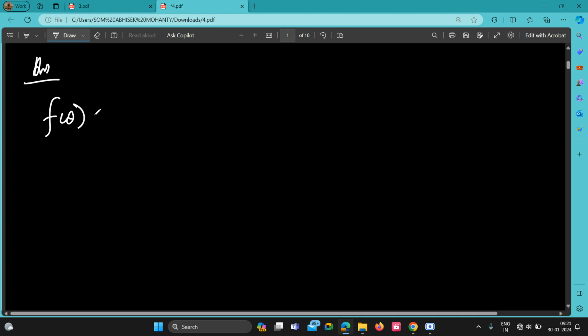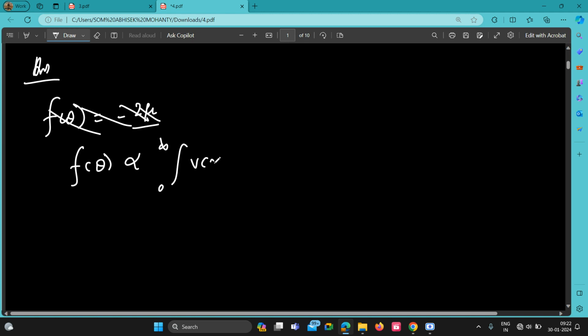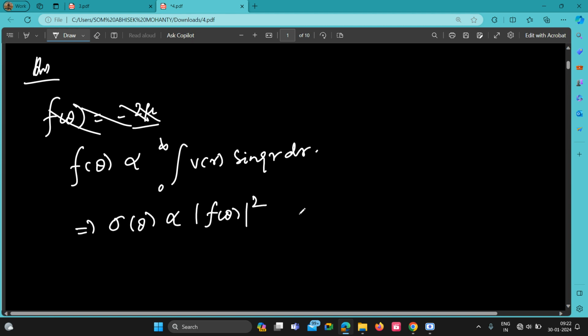So we know the scattering amplitude f(θ) is minus 2μ/ħ². Otherwise, you can just directly write f(θ) proportional to the integral from 0 to infinity of V(r) r sin(qr) dr, isn't it? And we know the differential cross section σ is proportional to |f(θ)|², isn't it?